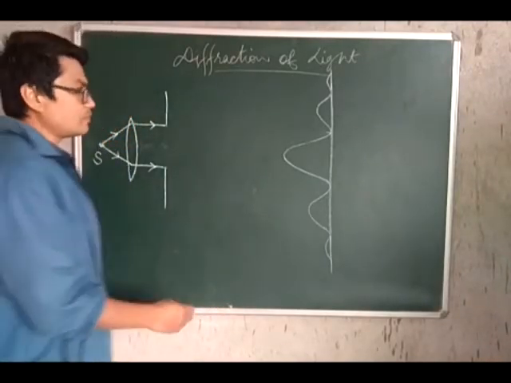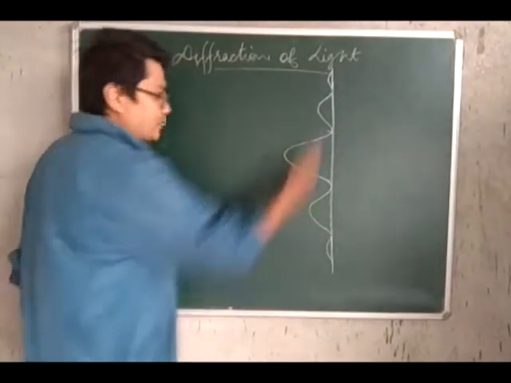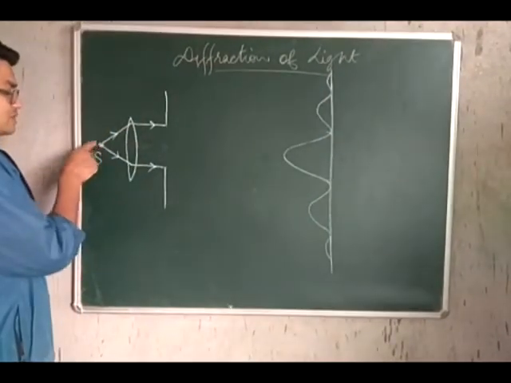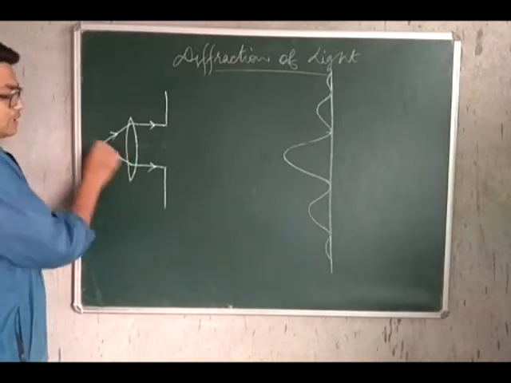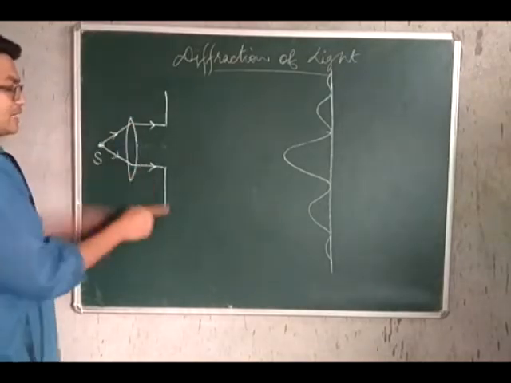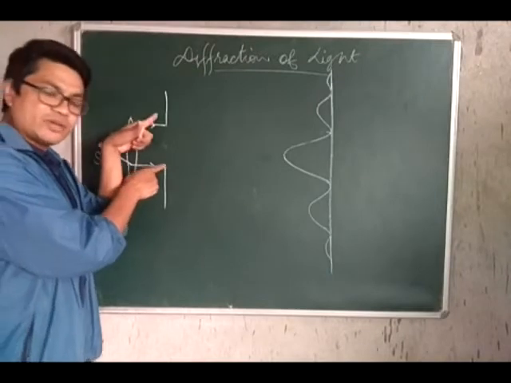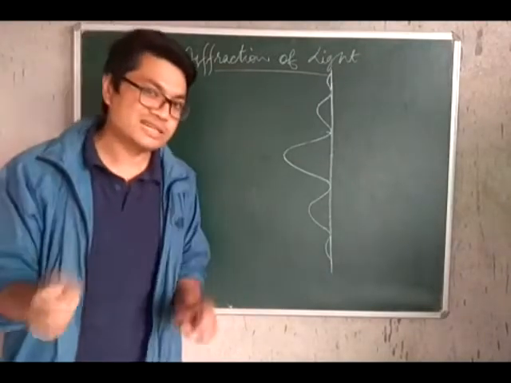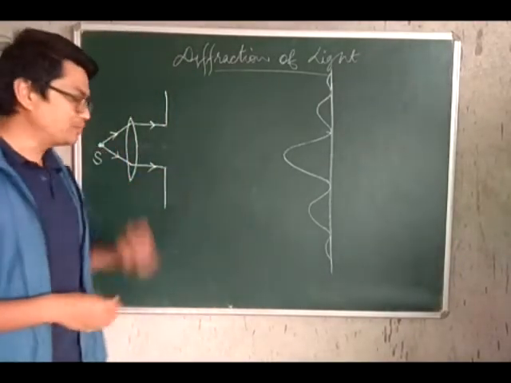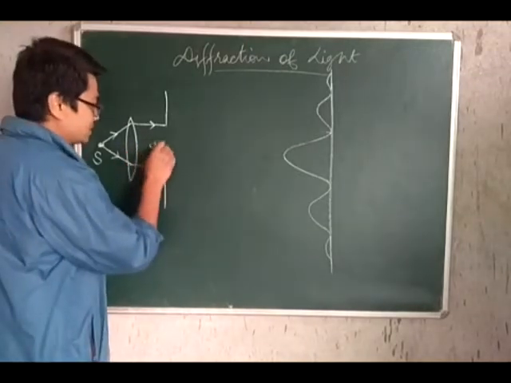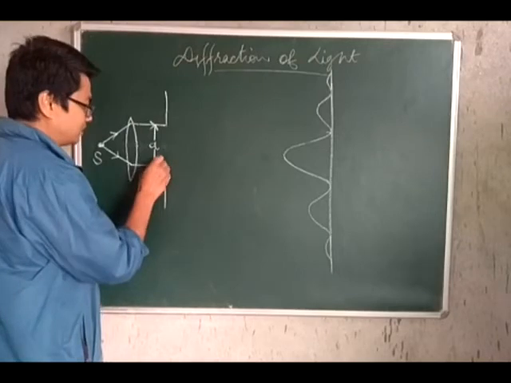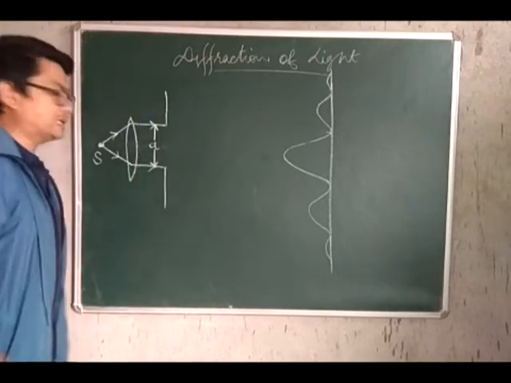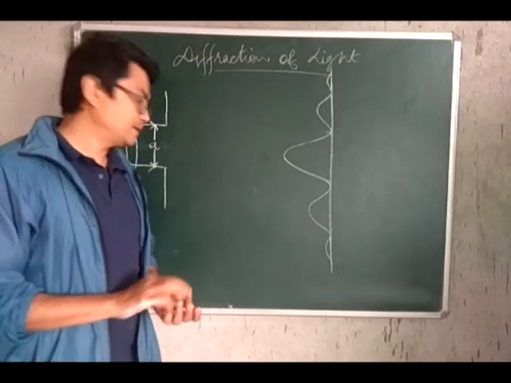Now, in case of Fraunhofer diffraction, we have the screen, we have the single source of light, which is giving us light, we have the lens, and we have a slit. This is a highly magnified picture of the slit, remember. The slit width should be comparable to the wavelength of light that we're using, and let us suppose that the slit width is small a. Small a is the width of the slit.